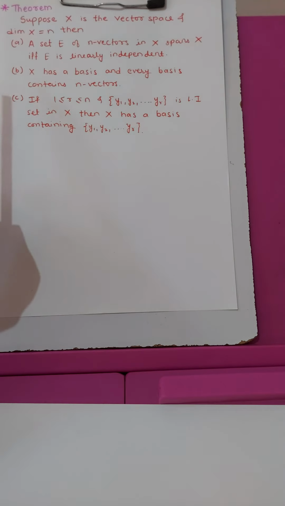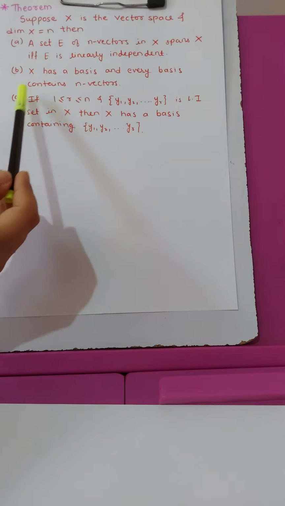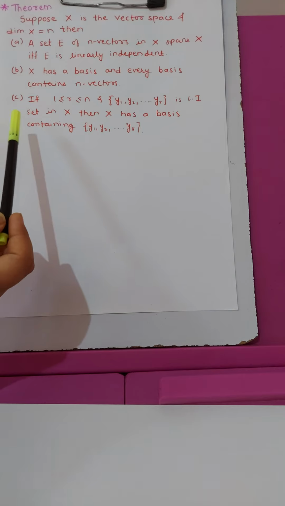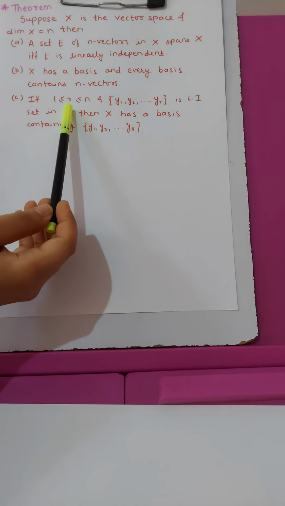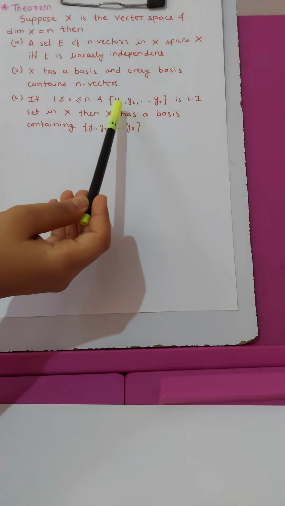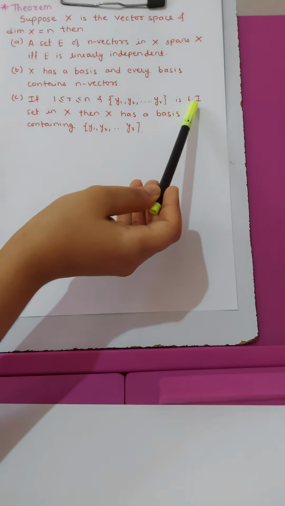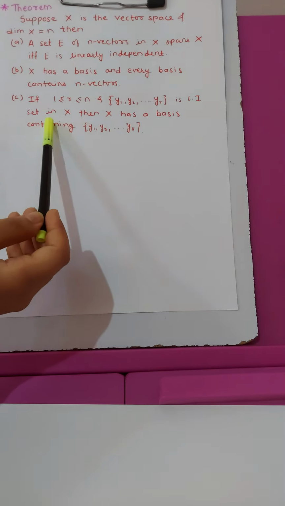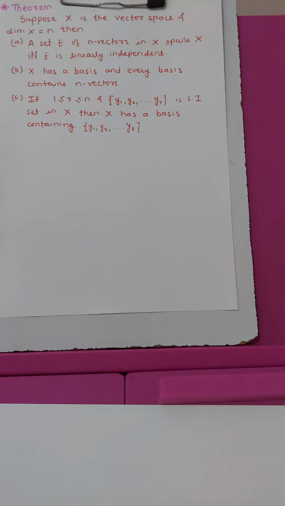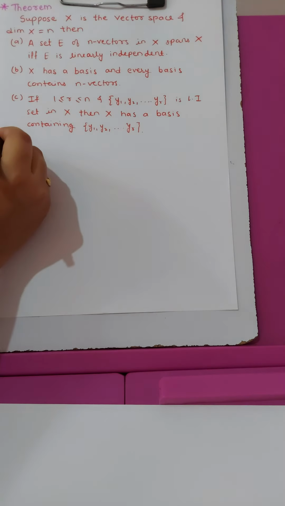Then the next condition is X has a basis and every basis contains n vectors. Third is if 1 less than r less than n and a set y1, y2, up to yr is a linearly independent set in X, then X has a basis containing this set. So we will start with the first one.